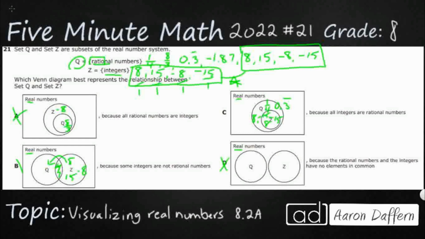So if you get this problem in the future, I would suggest trying to write out a list of rational numbers and integers. That kind of helps. Our answer here is C.